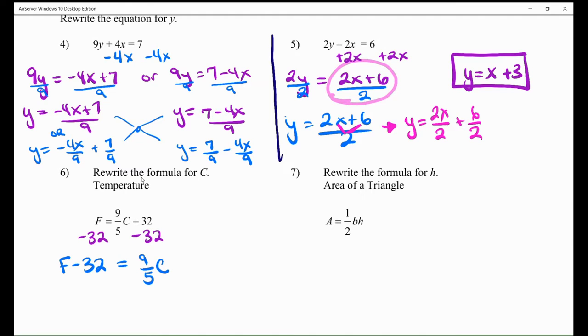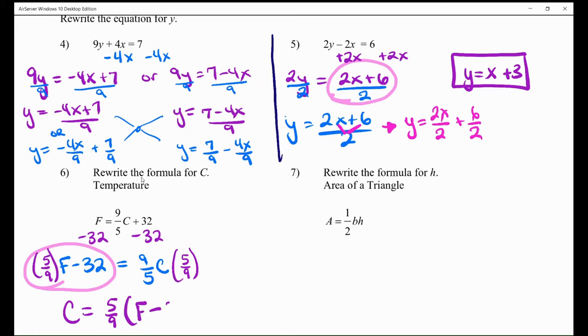Now we want to undo the multiplication. Right now we're multiplying by 9/5. So the inverse operation would be to multiply by the reciprocal, which would be 5/9. Now, because we've shown out each step, there is our new formula. Celsius equals 5/9 times the degrees Fahrenheit minus 32.